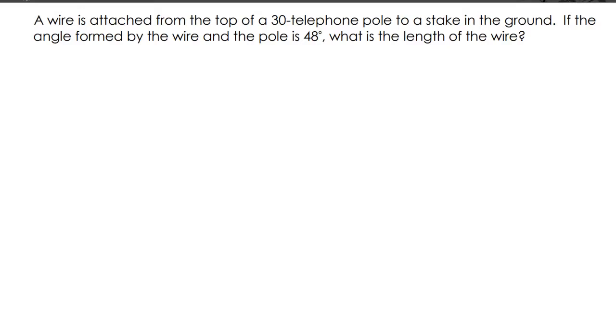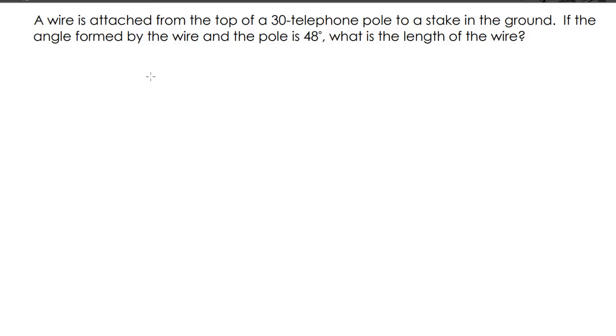Hello everyone. Today we're going to be doing our first word problem involving trigonometry. So let's read this word problem. A wire is attached from the top of a 30-foot telephone pole to a stake in the ground. If the angle formed by the wire and the pole is 48 degrees, what is the length of the wire?